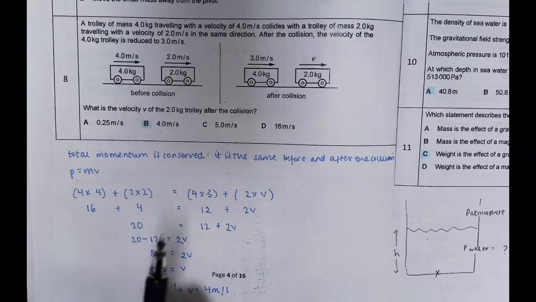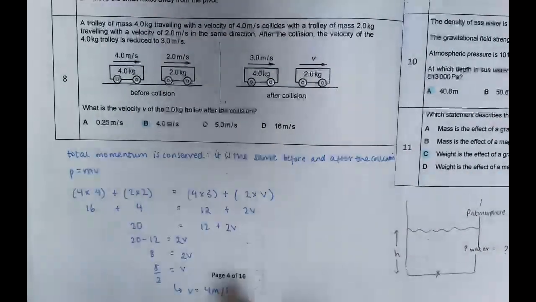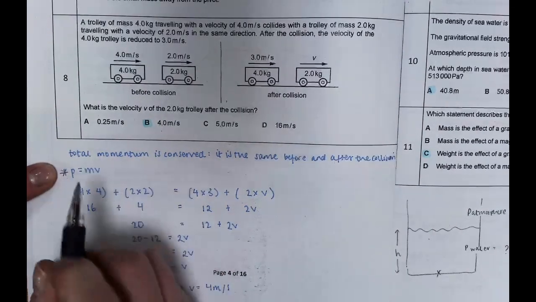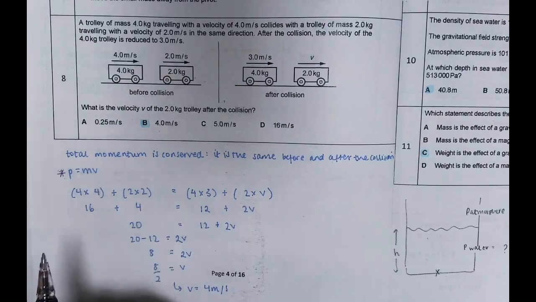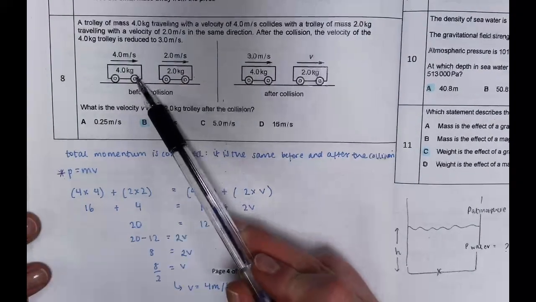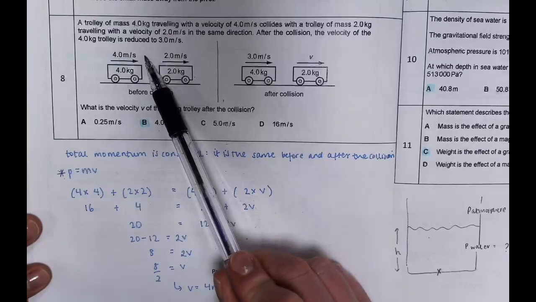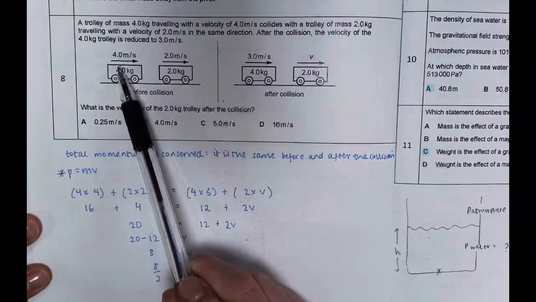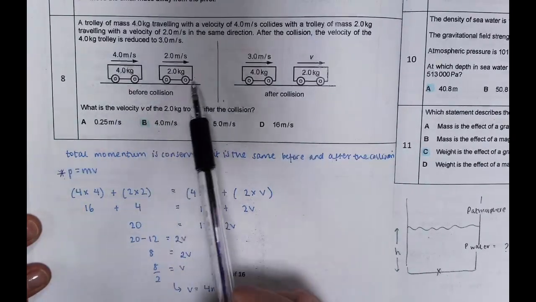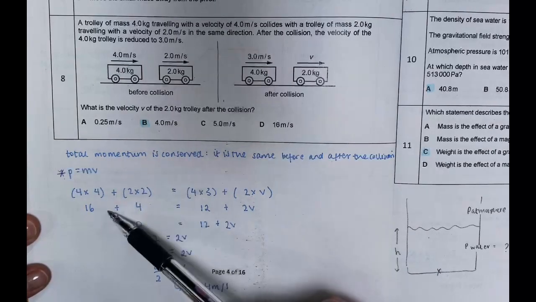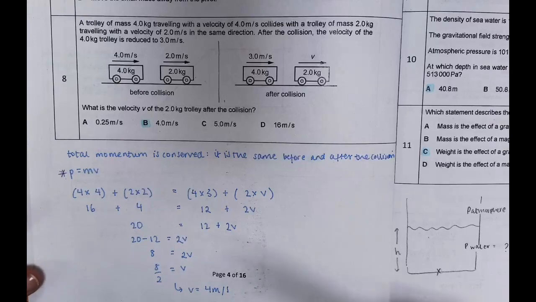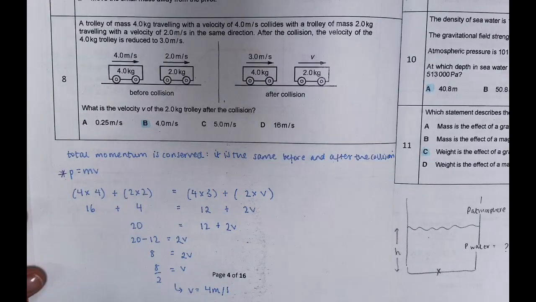We need to remember that total momentum of the system, so the two trolleys, is conserved. It is the same before and after the collision. Momentum is P, and it's calculated by the product of the mass of the object and its velocity. So before, we have the mass multiplied by the velocity of this one, plus the mass multiplied by the velocity of this one. So we have 4 times 4, mass times velocity, plus 2 times 2. Okay, so that gets me 16 plus 4. So I've got 20 kilogram meters per second of momentum in total before the collision happens.